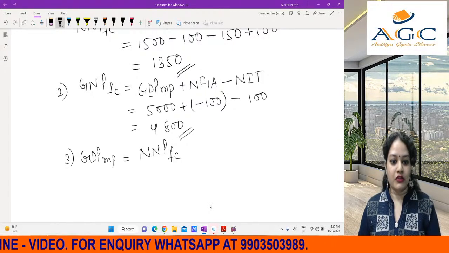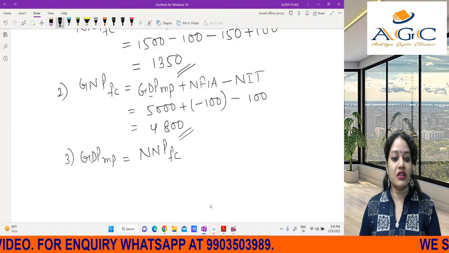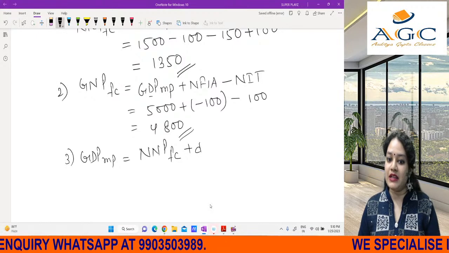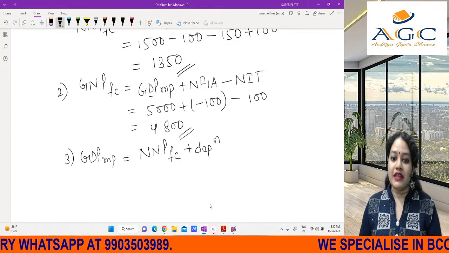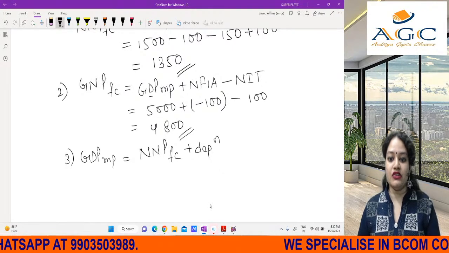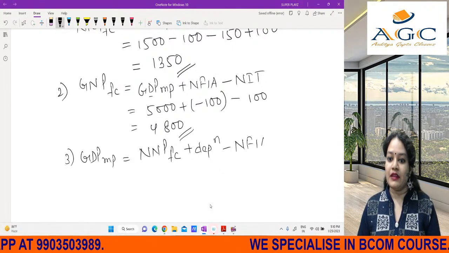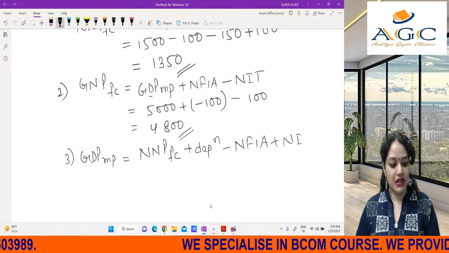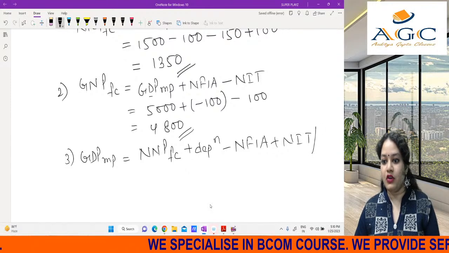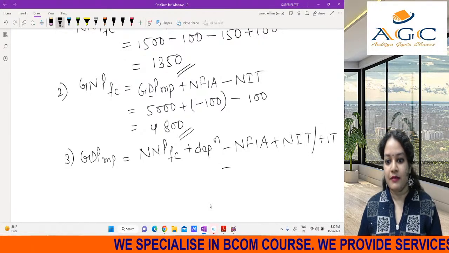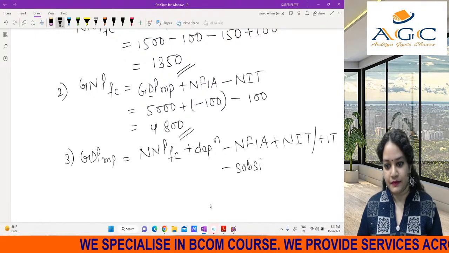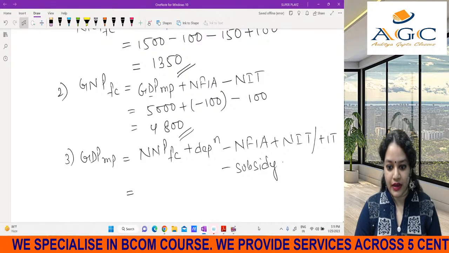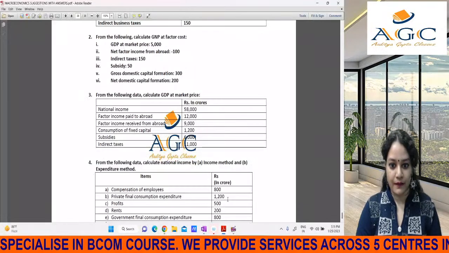Okay. So from net to gross. Now see, we are doing just the opposite. We are not going from gross to net, we are going from net to gross. So it will be plus depreciation. Then we are going from national to domestic, so minus NFIA. Then we are going from FC to MP, so plus NIT, or plus IT minus your subsidy. Clear? So what is the value of NNPFC? Now let's write down the values one by one.